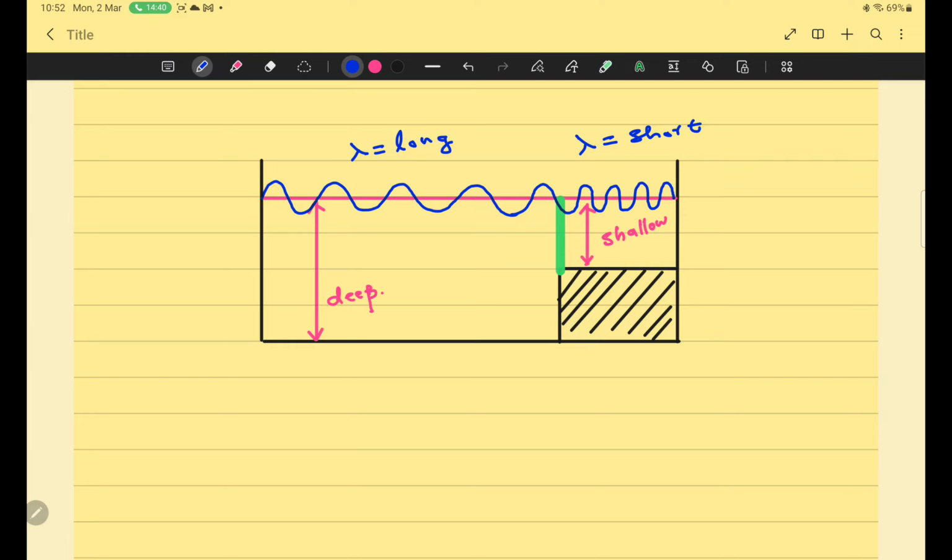As well, in deep region, waves travel at fast speed. In shallow region, the water waves move slow. So their speed is changing. This is called refraction of water waves.